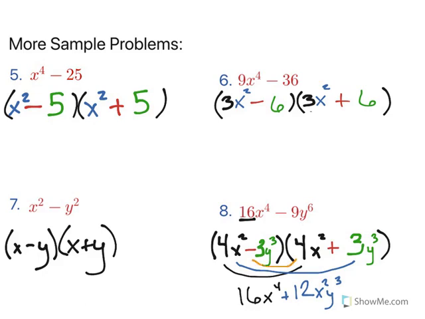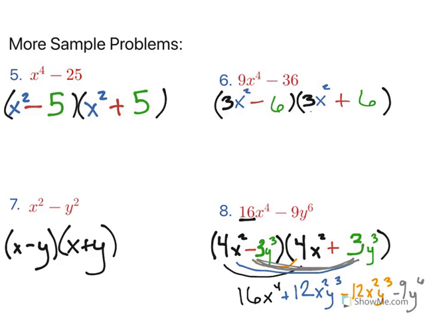Now we're going to go with our inner. Now we have negative 3 times 4. We get a negative 12. We have our x squared and our y to the third power. Then we're going to go to our final portion, which is our last. So we've got negative 3 times the positive 3. And that's going to give us our negative 9 and y to the 6th power.